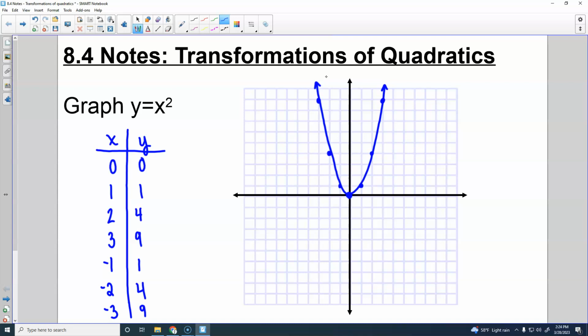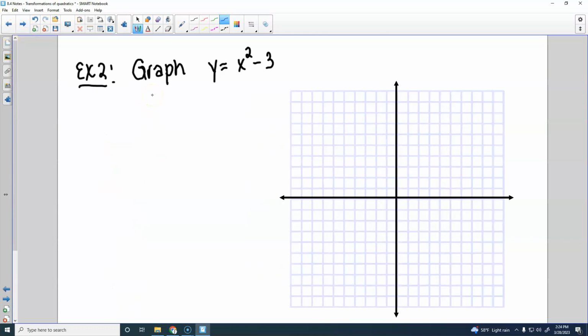And then we can take that parent function and we can do things to it, like shift it up or down or left or right. We can flip it upside down. We can make it skinnier or fatter, and all sorts of stuff like that. We're not going to look at everything with that, because we don't have to look at all of the different possibilities for this. But this is what this graph looks like. So let's look at another graph that is going to be very similar, but a little bit different.